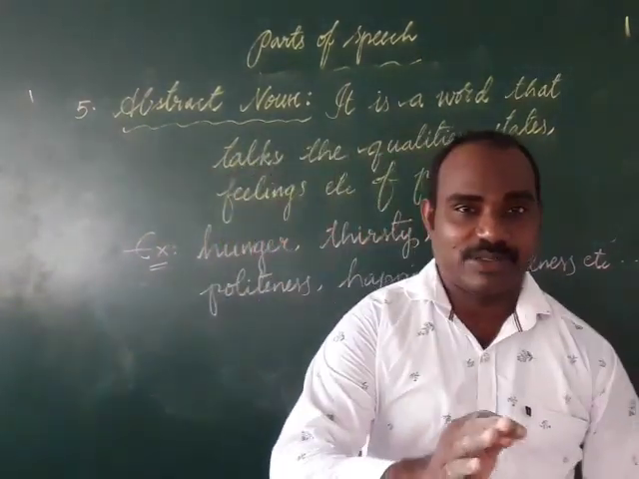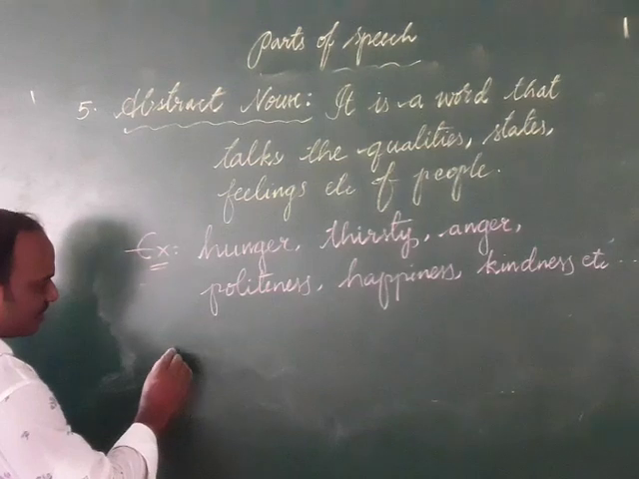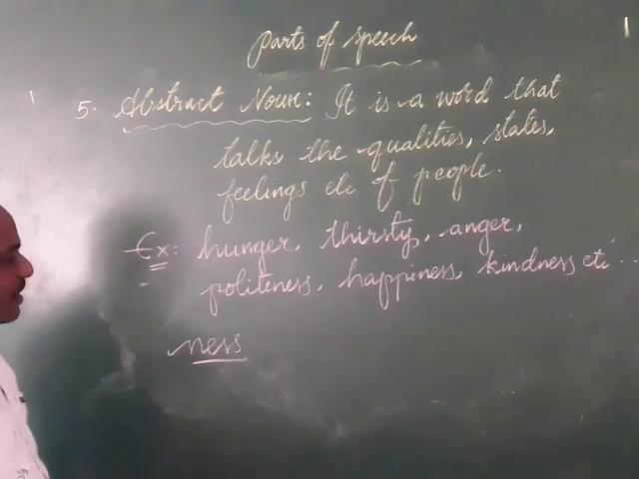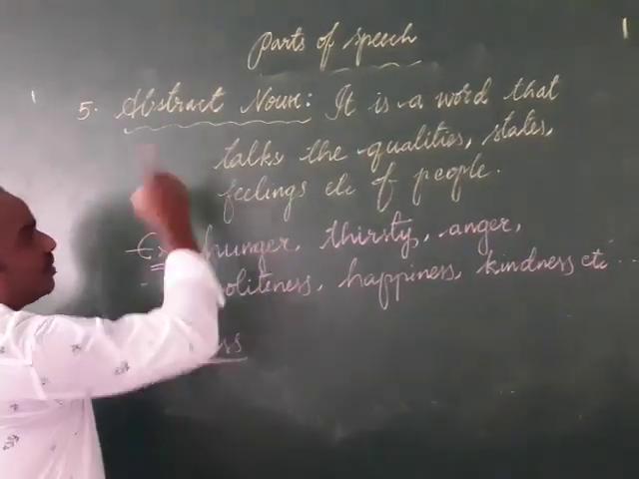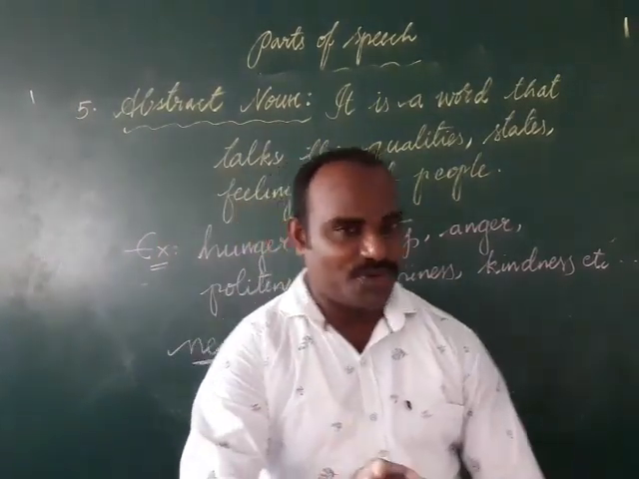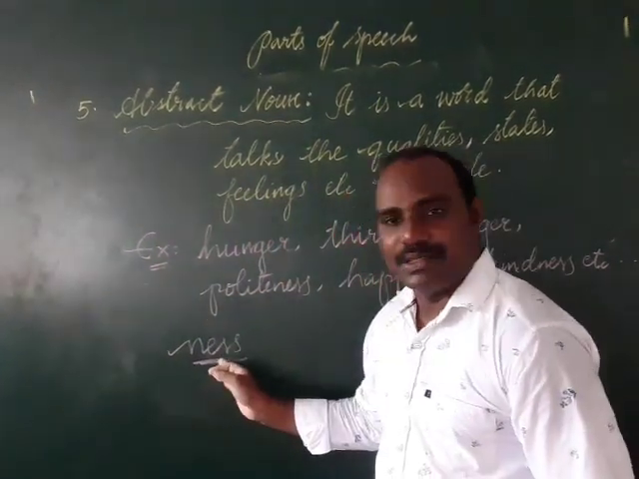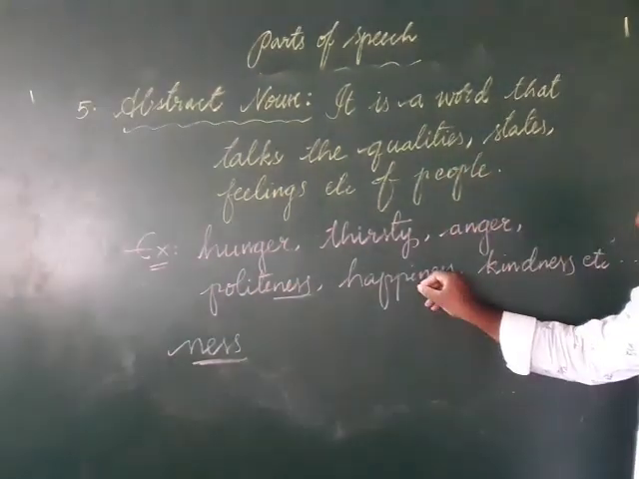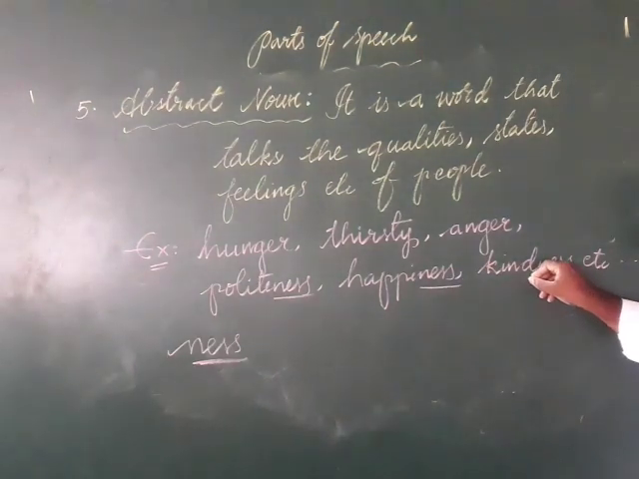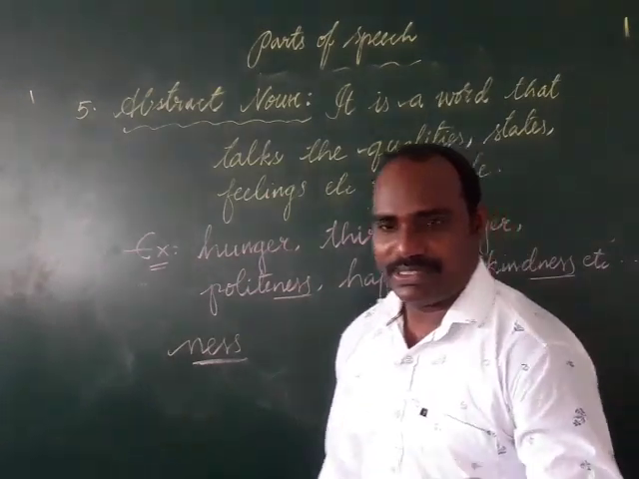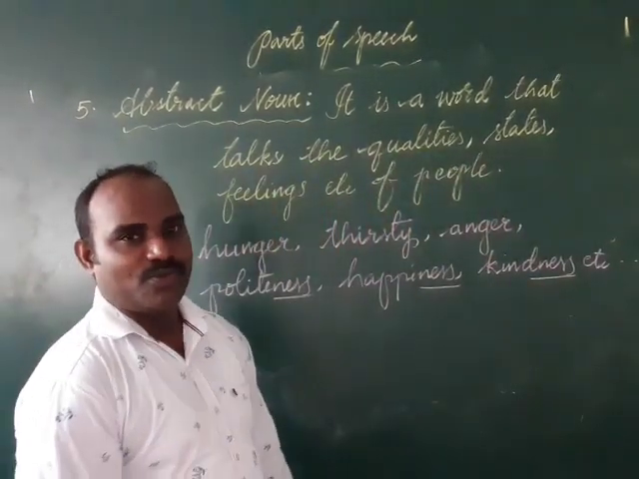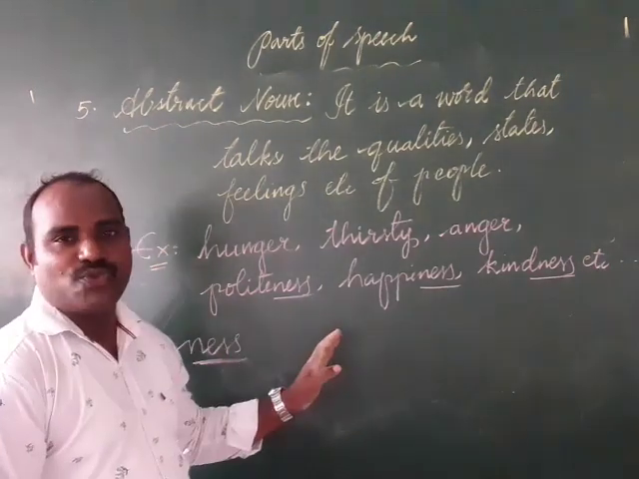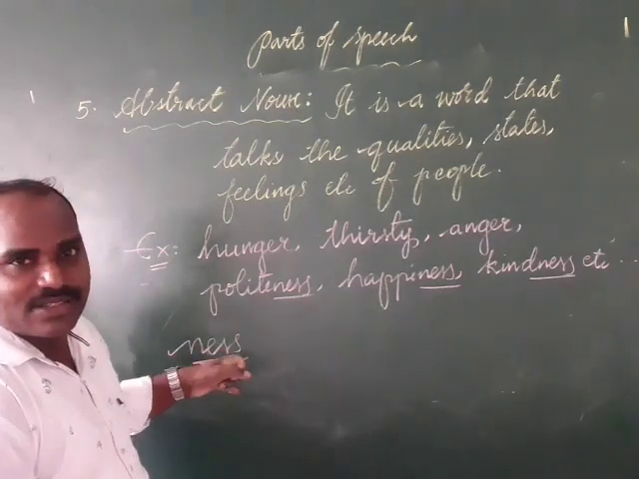These abstract nouns can be formed. That means the formation of abstract nouns. You see, do you know the suffix NESS? Generally most of the abstract nouns are formed with the suffix NESS. Look at politeness, happiness, kindness. Most of them. I don't say all abstract nouns are formed with this suffix NESS, it's not possible. Most of the abstract nouns can be formed by taking the suffix NESS.